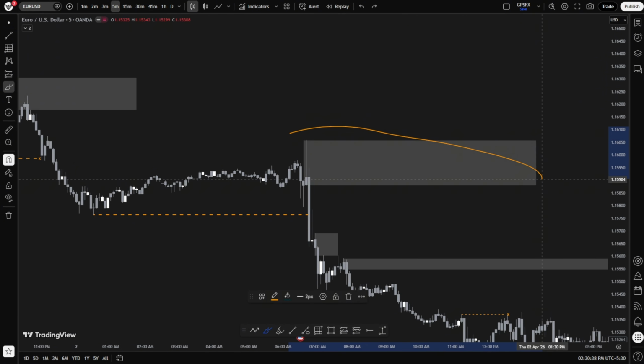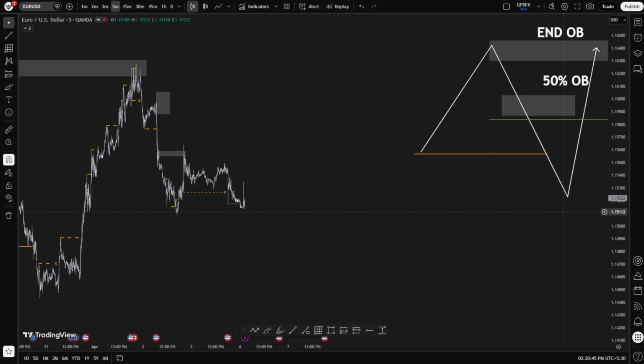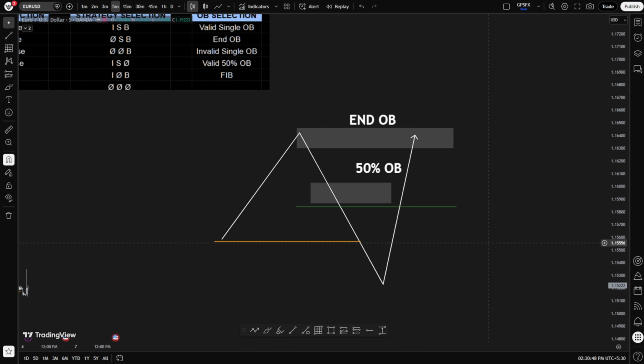So this order block didn't cause a breakout structure in that scenario, right? So in that case, we will just simply call that invalid. And since there is only one order block, we will call that an invalid single order block. Okay.